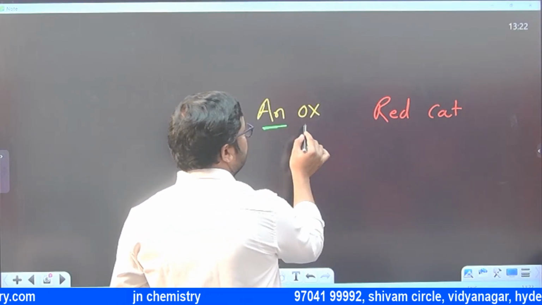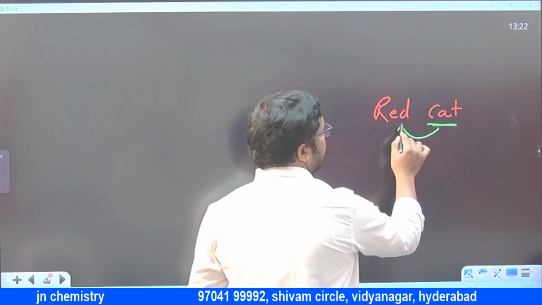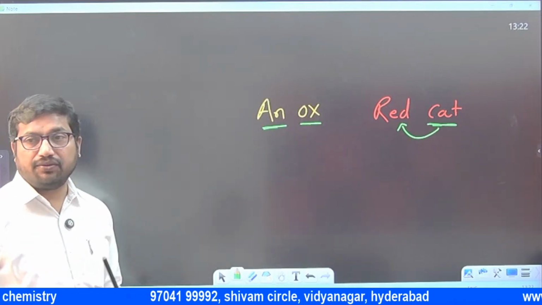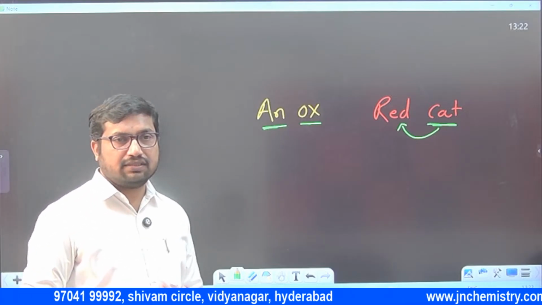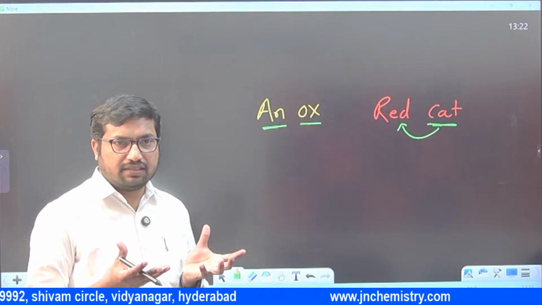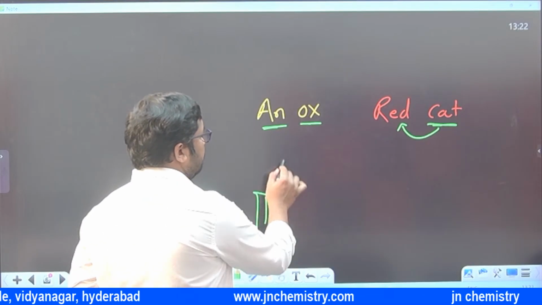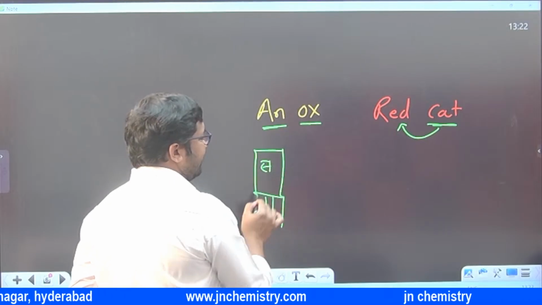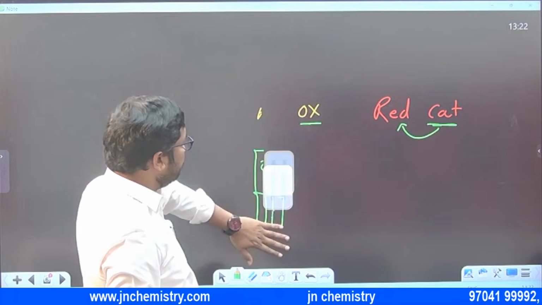At anode, oxidation takes place. At cathode, reduction takes place. This is the 4 pillars, right? 4 pillars for, for example, a big building like electrochemistry, right?